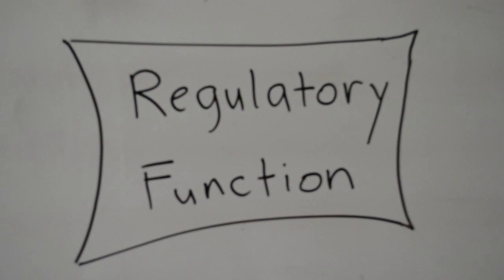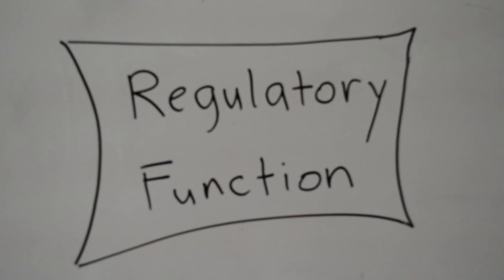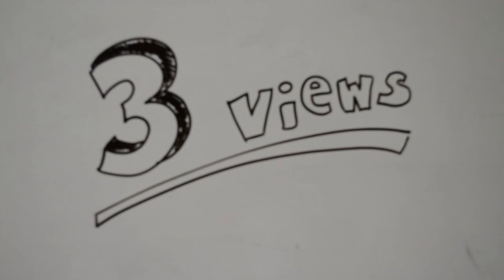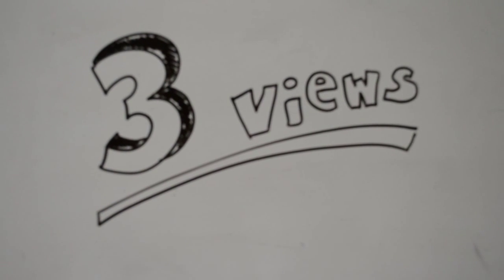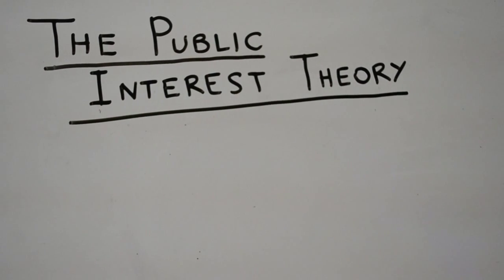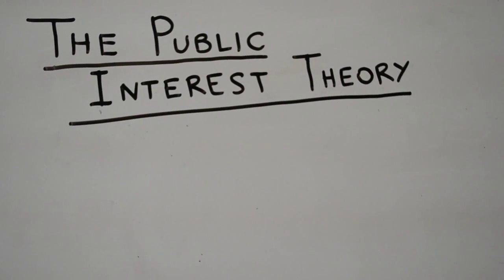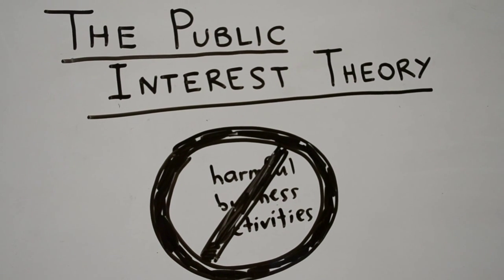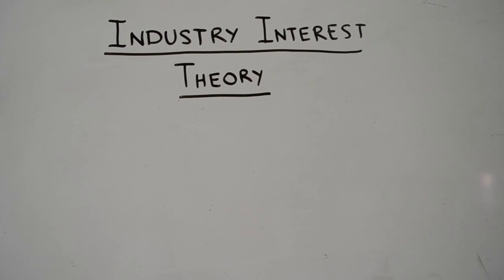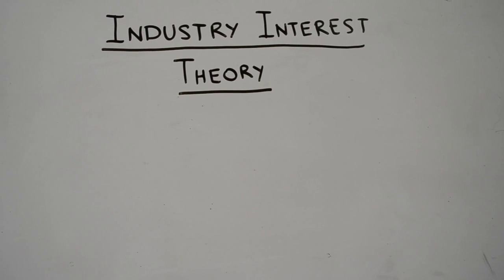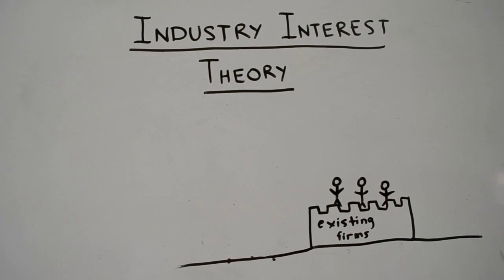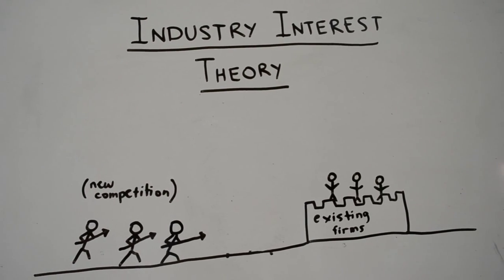Regulatory function. Another important function of the government is the regulation of economic activity. There are three views of government's regulatory function. The public interest theory is the idea that regulation serves the public interest by restricting harmful business activities. The industry interest theory. This theory helps explain the instances, for example, where regulating barriers to entry protect existing firms from new competition.